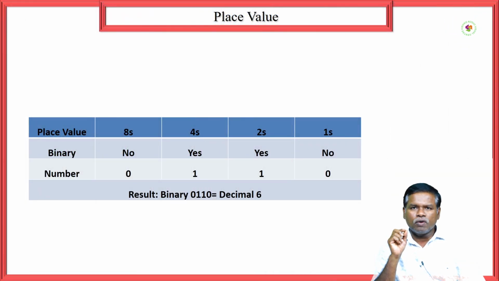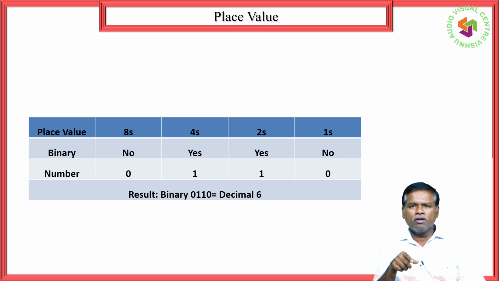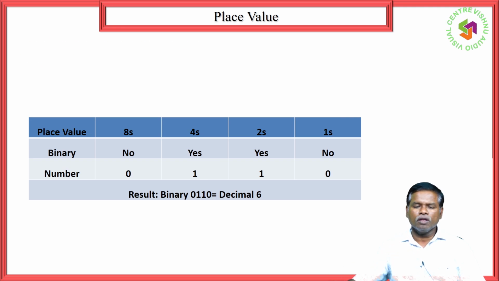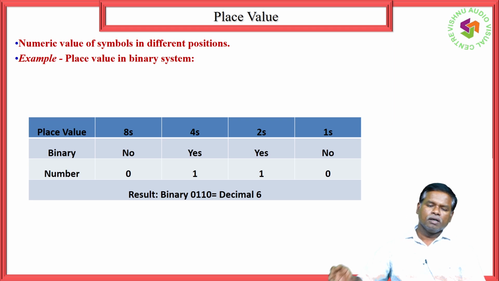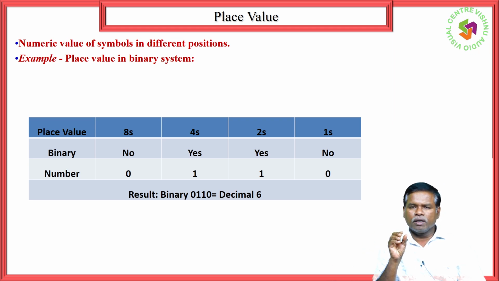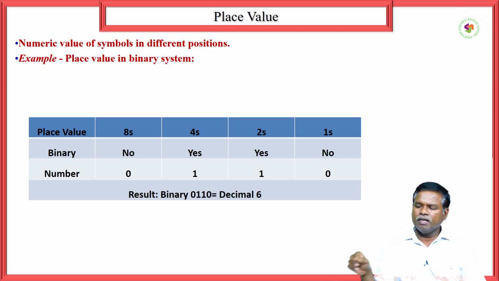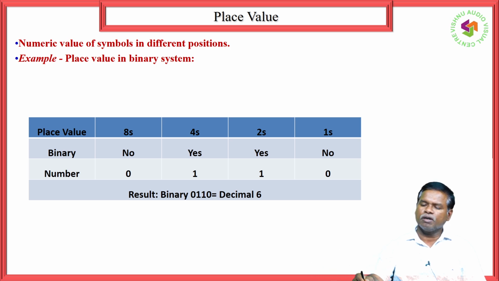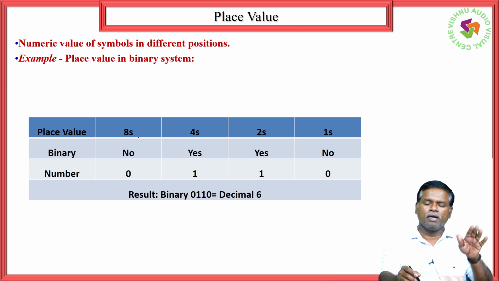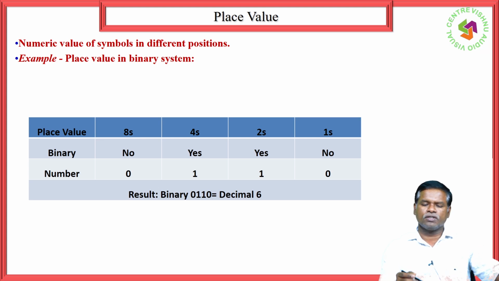Coming to the place value of any number system in general, let us see one example. Place value means that for any number system, the position of every symbol has a certain place value. In this example, which is related to the binary number system, the least significant bit has position value 1, the next one 2, the next one 4, the next 8, and going on like that, 16, 32, 64.